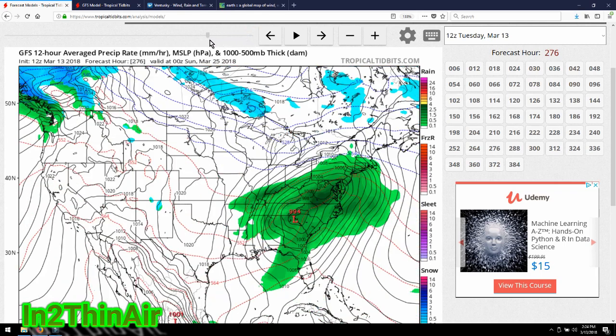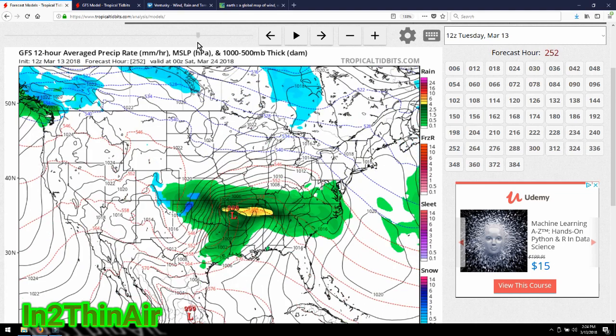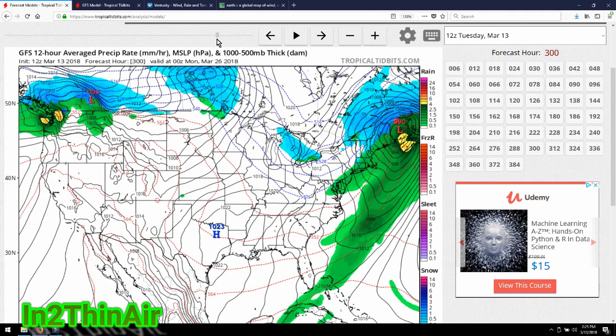Now, that's what's very weird to me. I was looking at this chart earlier this morning. I'm like, wait a minute. This is not happening, is it?